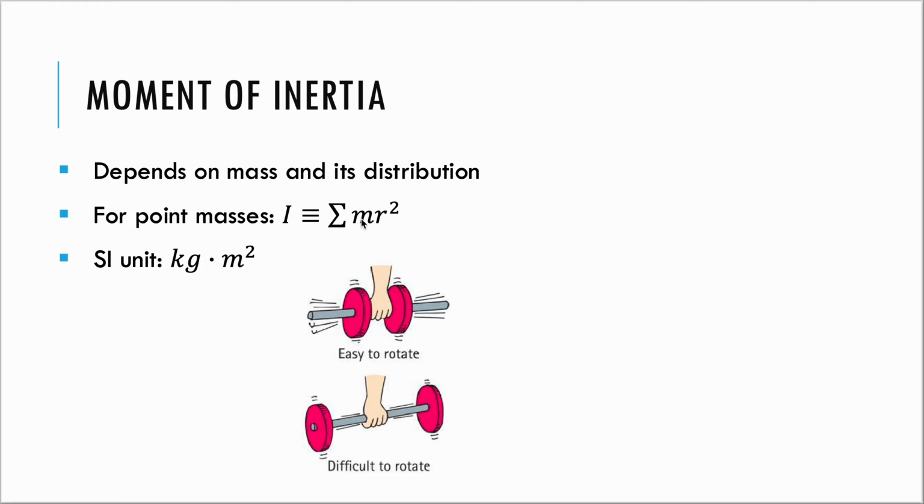However many masses you have, multiplied by their distance squared from the axis of rotation. The unit for moment of inertia is kilograms times meters per second. Note that when an object has a small moment of inertia, it's easy to rotate. When it has a large moment of inertia, it's harder to rotate.